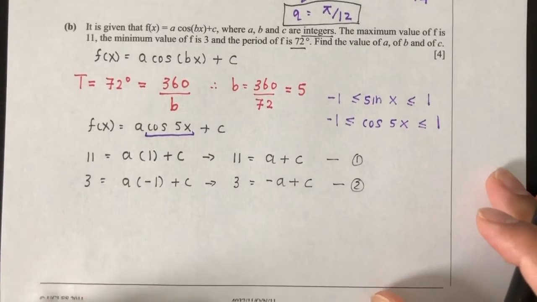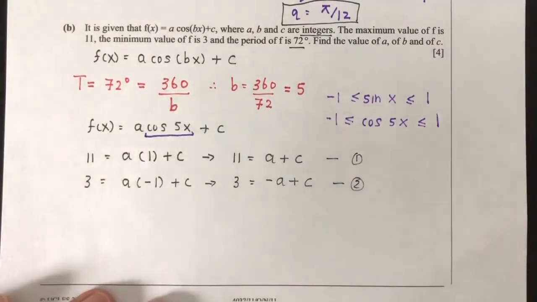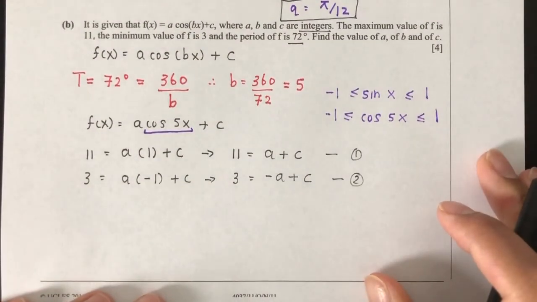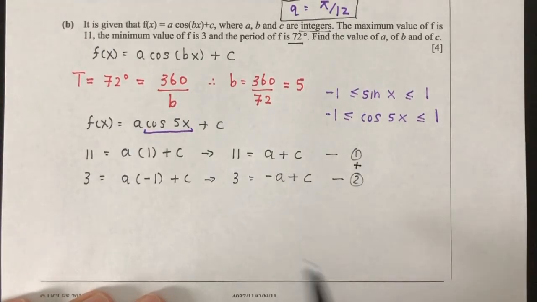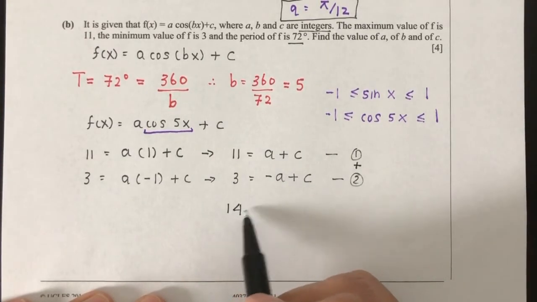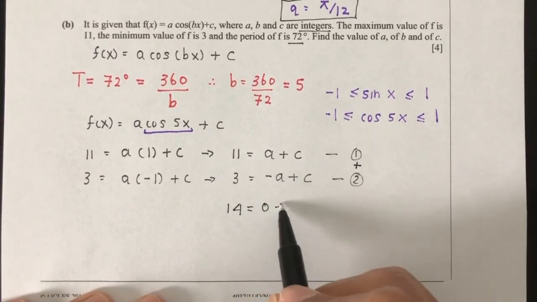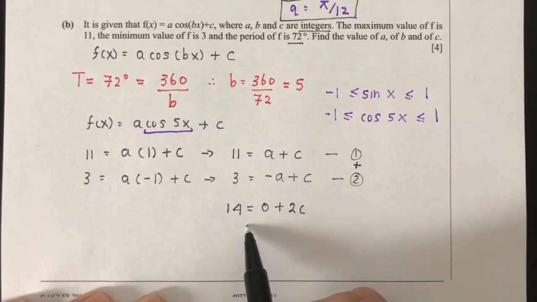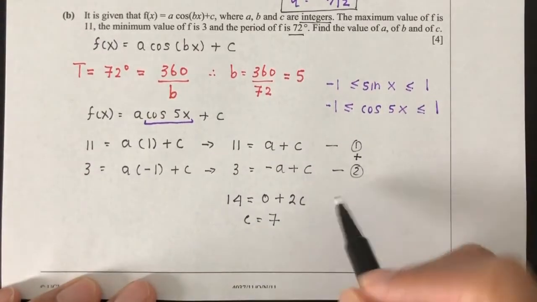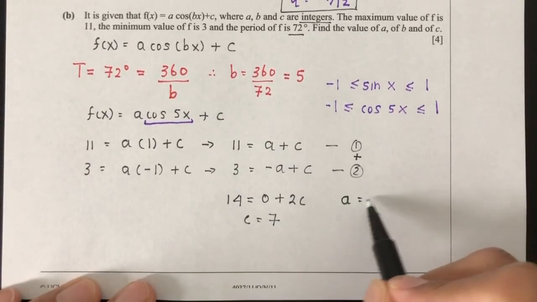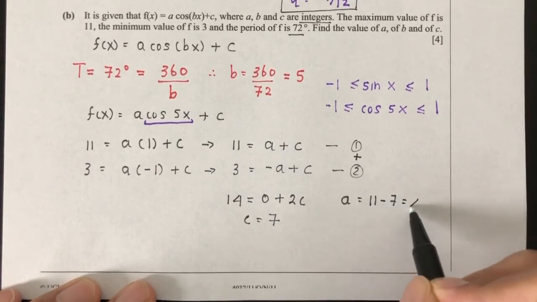Now we have to simplify. So what can we do here? We can do it by substitution, or you can just add number 1 plus number 2. You will have 14 = 0 + 2c, so c will be 7. And from this you can find the value of a. a will be 11 minus 7, that is 4.